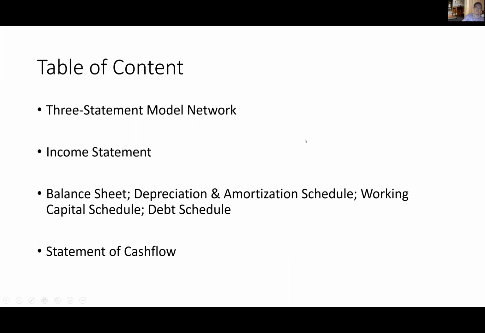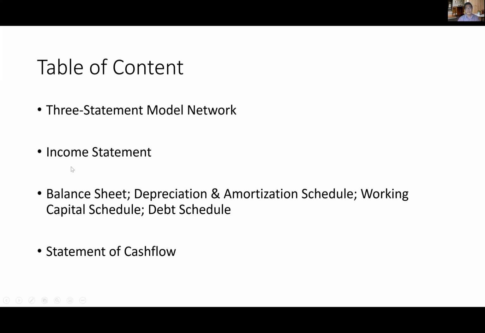So here is what we'll be going through. As I mentioned earlier, there's a slight change in the schedule, but I will focus more on the 3-statement model network. Then I'll open up for discussions and questions, and we can dive into specific parts that you think you might need a bit more understanding or explanation of. We'll break down into these 3 sections.